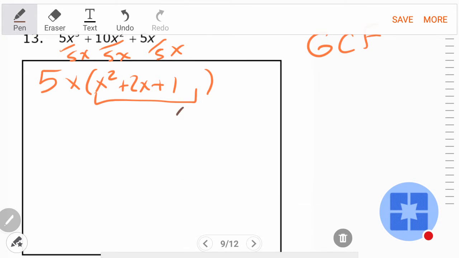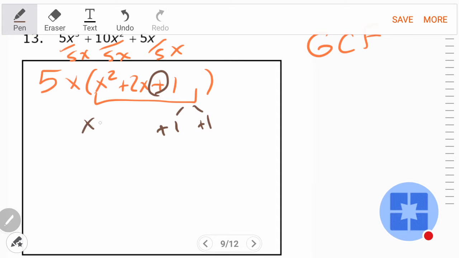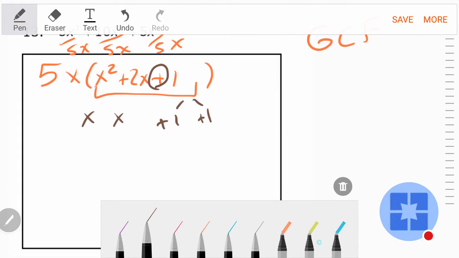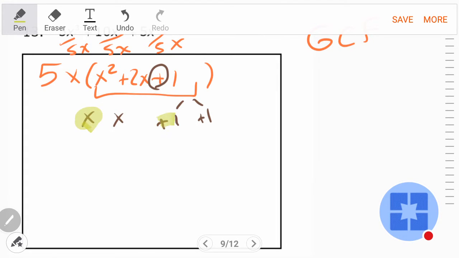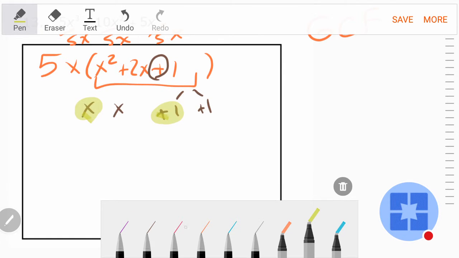Okay, so we look at the factors of 1. They add up to be 2. So that's plus 1 plus 1. So we have x and then x. So we're going to do this. X plus 1 is my first factor.